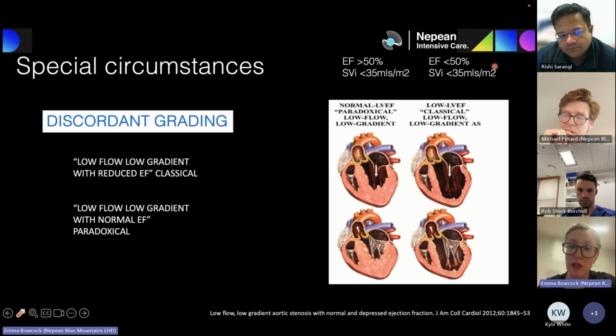And the key value to remember for the low flow state is this stroke volume index of less than 35 mils per meter squared. So if you have someone with an EF of 40% and their stroke volume index is 30 mils per meter squared, and they've got a mean gradient of 30, a peak velocity of 3.3, but an aortic valve, so that's moderate, right?